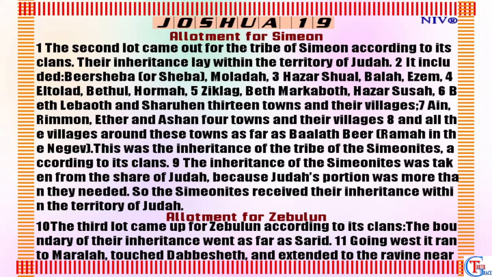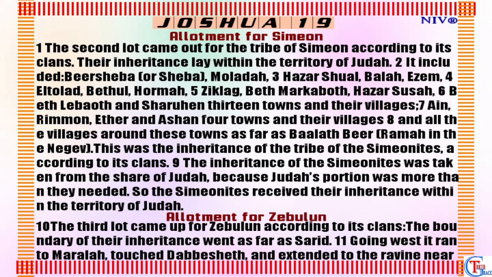Chapter 19. The second lot came out for the tribe of Simeon according to its clans. Their inheritance lay within the territory of Judah. It included Beersheba, or Sheba, Moladah, Hazar-Shual, Baalah, Ezem, Eltolad, Bethel, Hormah, Ziklag, Beth-Markaboth, Hazar-Susa, Beth-Lebaoth, and Sharuhen, 13 towns and their villages. Ain, Rimmon, Ether, and Ashan, 4 towns and their villages, and all the villages around these towns as far as Baalath-Beer, Ramah in the Negev.